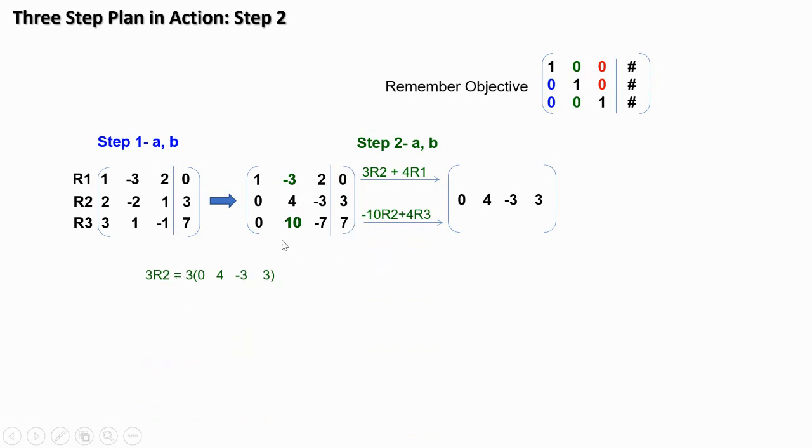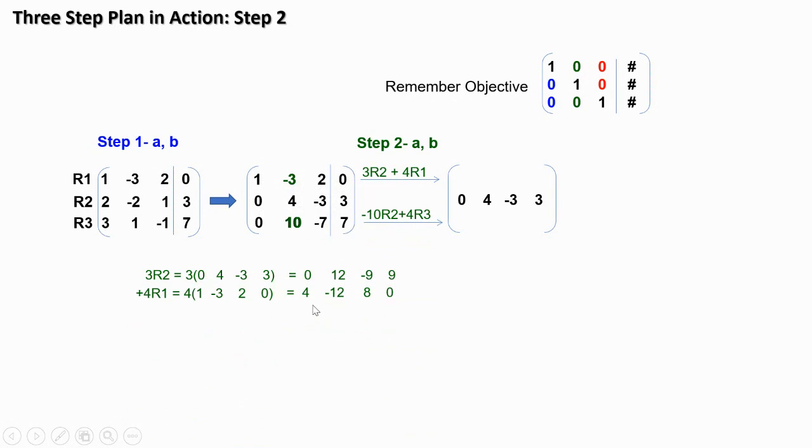Let me execute the 3 row 2. I'm going to multiply 3 times everything in row 2, which is 0, 4, negative 3, 3. This is my result: 0, 12, negative 9, 9. And then I'm going to do 4 row 1, which will be 4 times 1, -3, 2, 0.